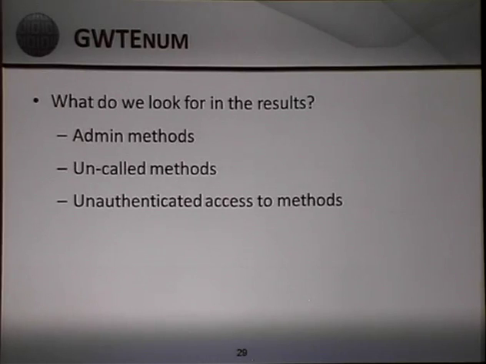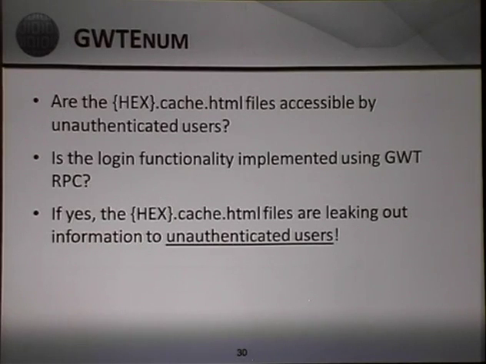So once I run it, what am I really looking for in the results? You're looking for some admin method calls, any uncalled methods, and any testing for unauthenticated access to these methods. Some questions to ask are: are the cache.html files accessible by unauthenticated users? Is the login functionality of the application implemented in GWT RPC? If yes to any of these, the cache.html files are going to be leaking out all the method calls, unauthenticated. And then it's just up to you to perform those requests.